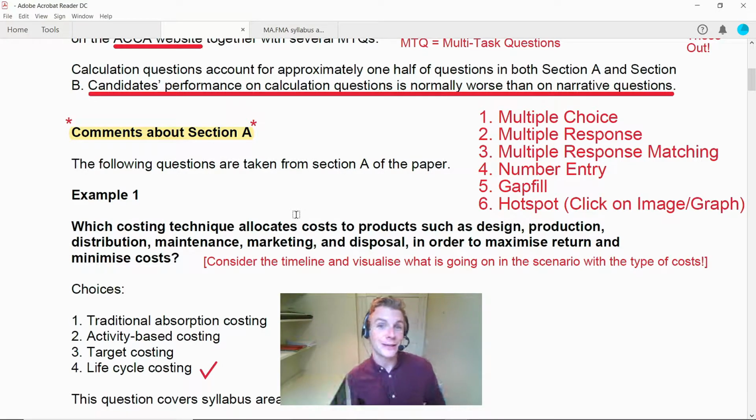So we're going to go through it now. Section A. First things first, 6 key areas that you could be tested on in section A. So you've got multiple choice, pretty standard on there. Multiple response, pretty standard on there. And again, multiple response matching.